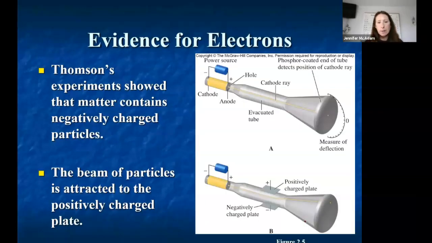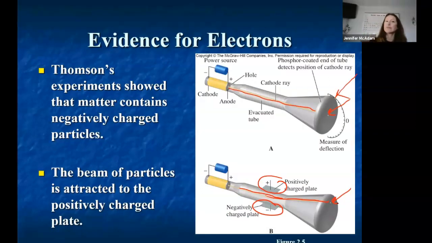So let's just review that again. So he had this electricity and this specially coated glass so he could see where this electricity ended up, right? Then he put two plates, a positive and a negative plate, and the electricity bent towards the positive plate. And that's how he knew that electrons were negatively charged. And that's where electricity comes from. And I can see that some of you figured this out, right?